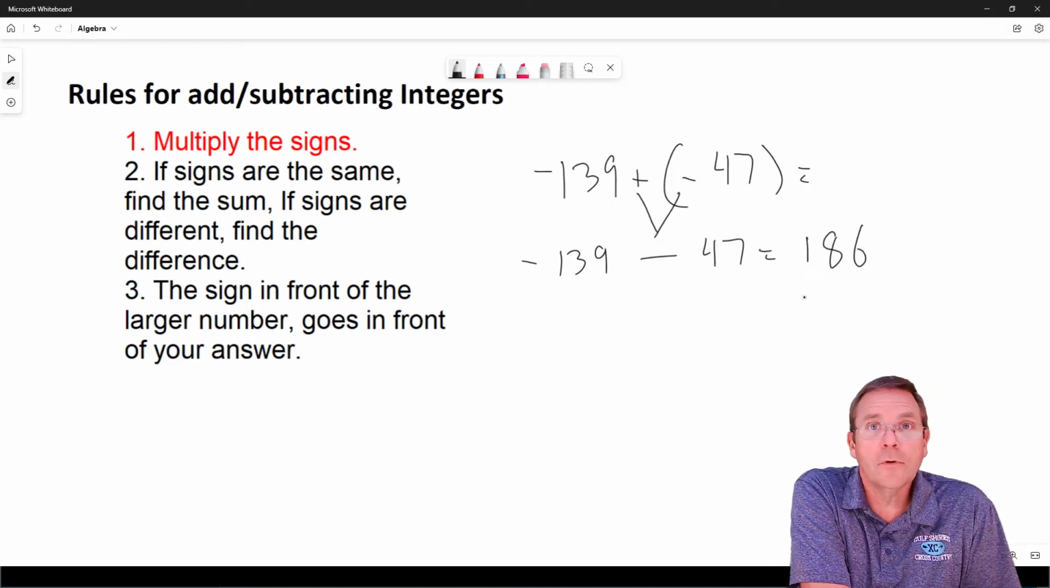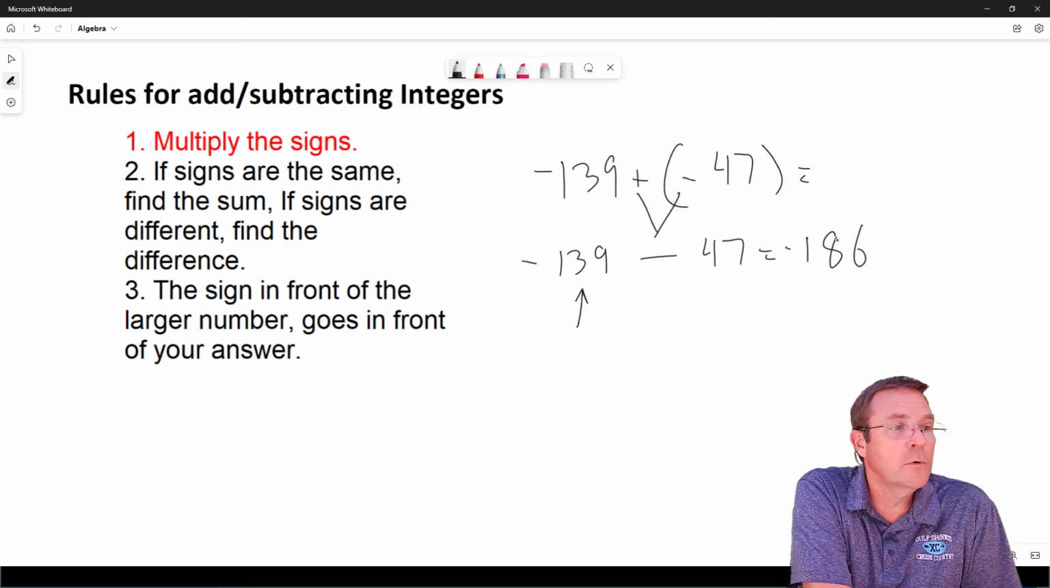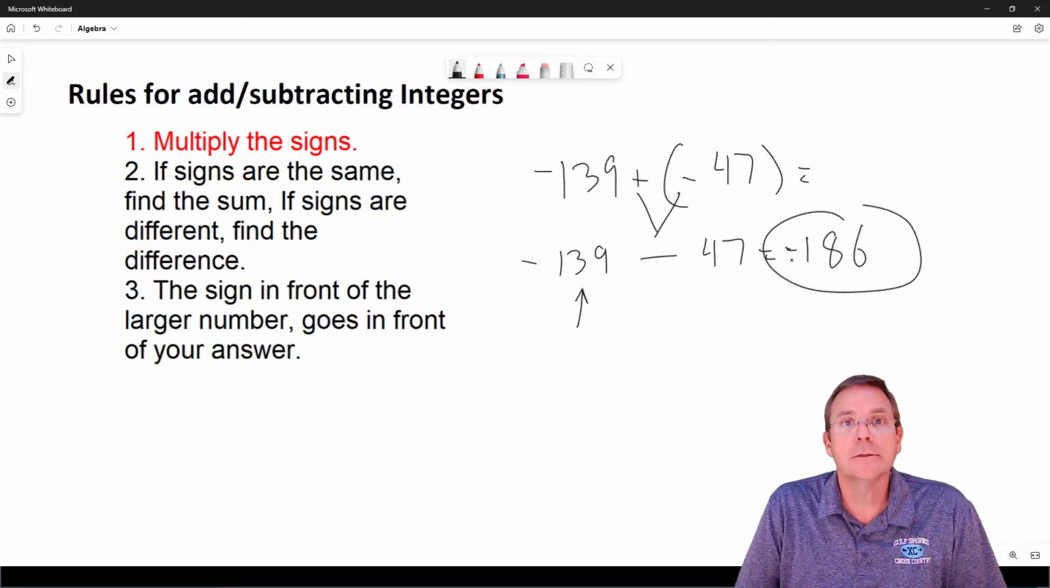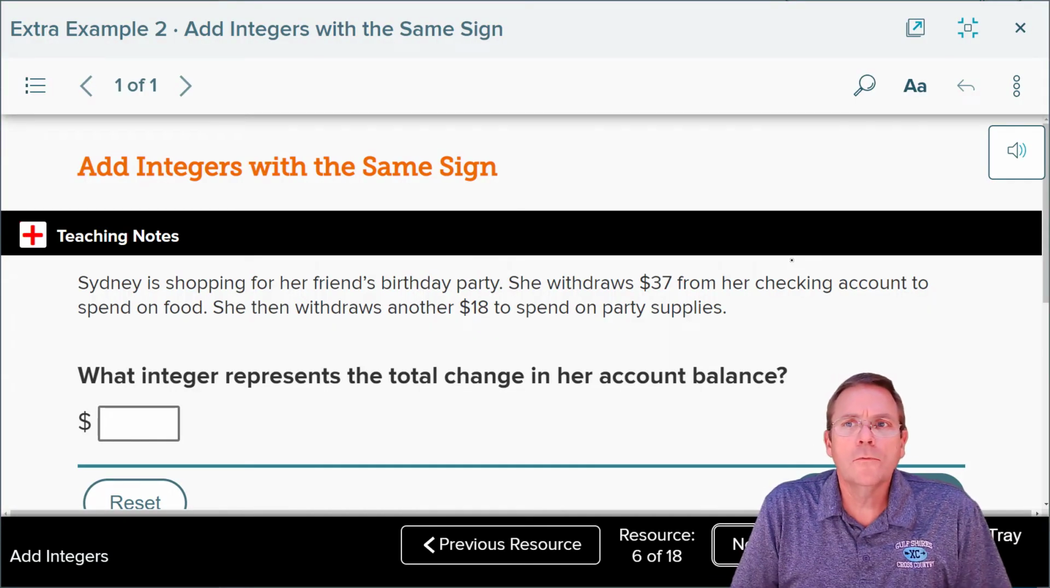And then the sign in front of your larger number goes in front of your answer. 139 is your larger number. It's negative. So your final answer is negative 186. Now you pause the video for a minute and work on this problem on your own.